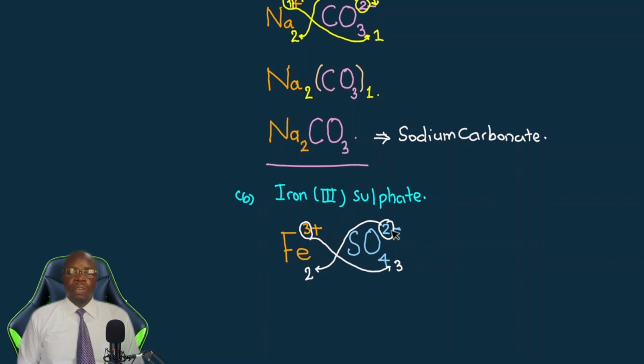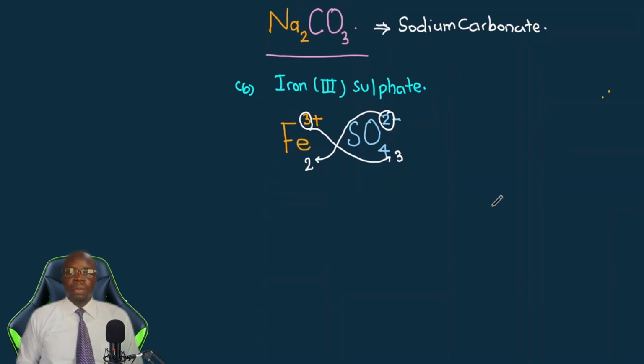Now positive and negative will combine together, and we get a compound that looks like this. Let's get more space. So we get a compound with Fe, with our 2 down here, and then the sulfate has also come and closed that gap with oxygen attached to it.